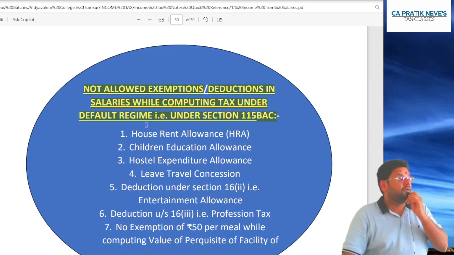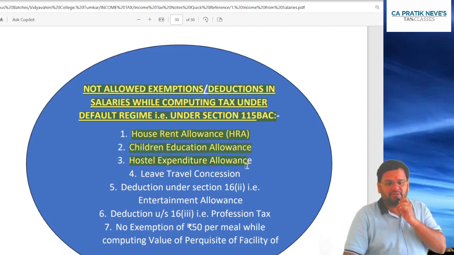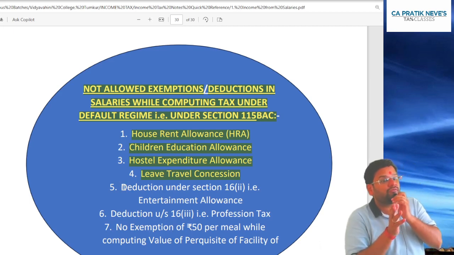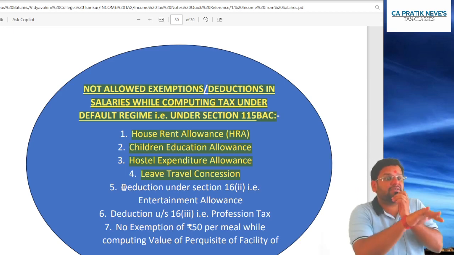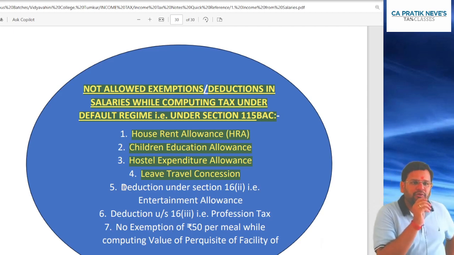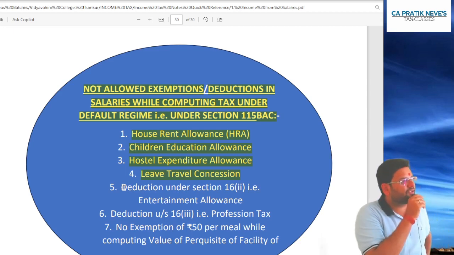So remember, the main exemption of HRA, which we are going to discuss, is not allowed. Children education allowance, not allowed. Hostel expenditure allowance, not allowed. Leave travel concession, not allowed. But still, should we learn it? Yes. Because what if we opt for the old regime? If we opt for the old regime, we will have to take these exemptions.